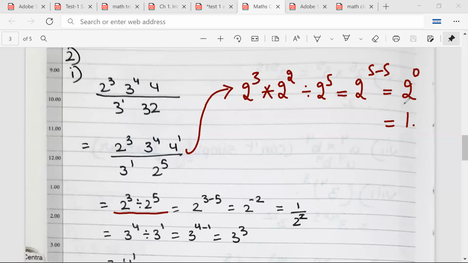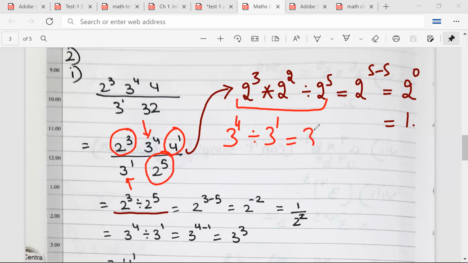Soumya ji, any doubt? Hello? Hello, sir. Any doubt? No, sir. So I have dealt with all the 2s. Then I am going to deal with the 3s. And what I write is 3 raised to power 4 divided by 3 raised to power 1 is equal to 3 raised to power 4 minus 1 is equal to 3 cube. Soumya ji, any doubt?